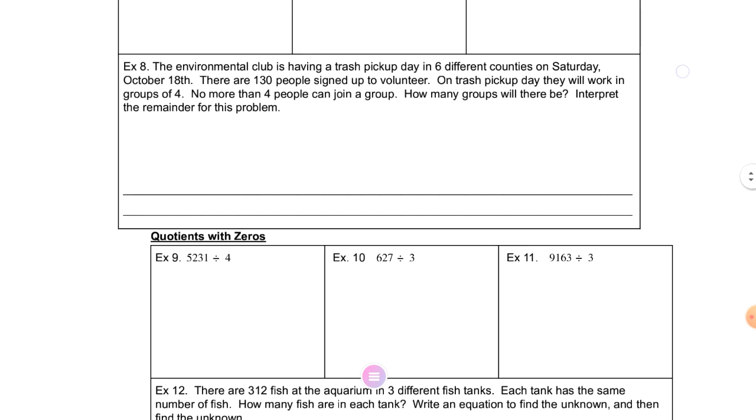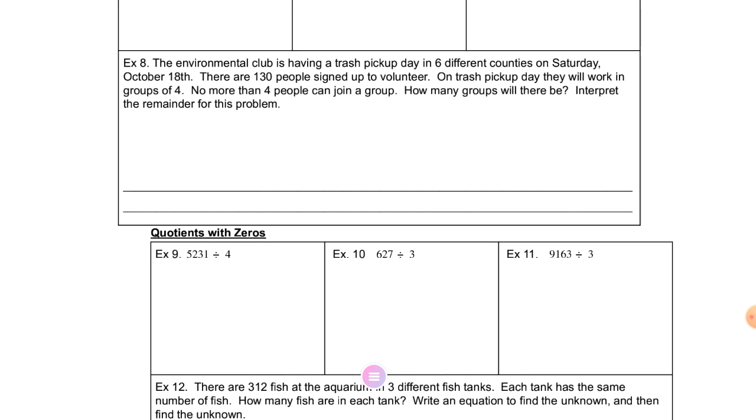Okay, the Environmental Club is having a trash pickup day in 6 different counties on Saturday, October 18th. There are 130 people signed up to volunteer. On trash pickup day, they work in groups of 4. No more than 4 people can join a group. How many groups will there be? Interpret the remainder. Now, this one also gives us extra information.